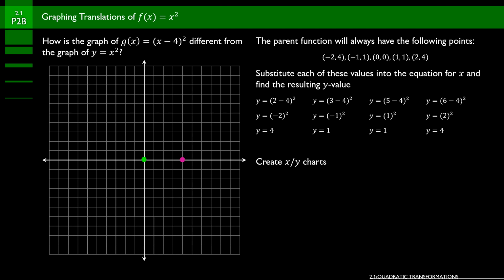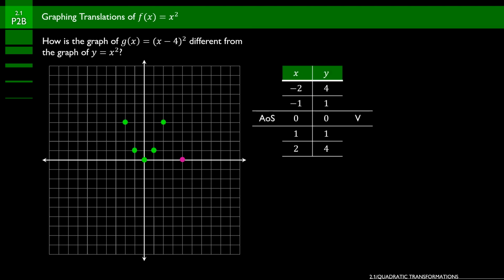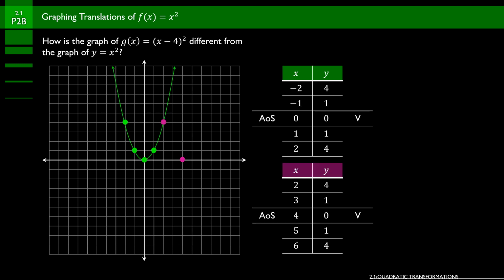So when we plug in 2, we get y equals 4. Plug in 3, we get y equals 1. 5, and we get y equals 1, and then 6, and we get y equals 4. So we do get that symmetry that we're looking for. Finally, we're going to take those points, put them into a table of ordered pairs, graph those ordered pairs, connect them with a line, and there is your translation for x minus 4 squared.